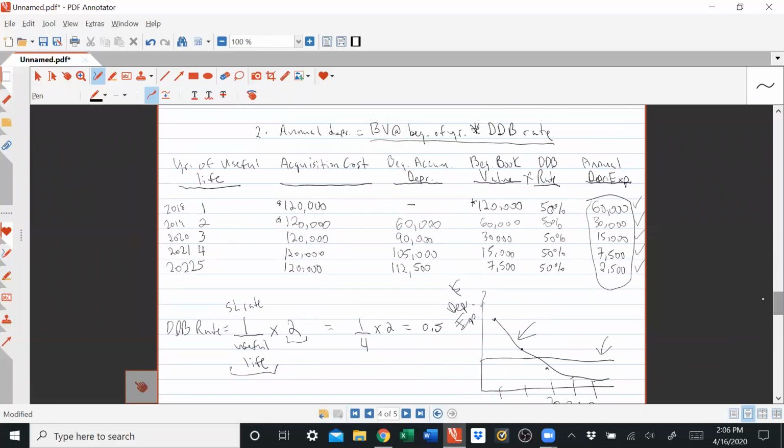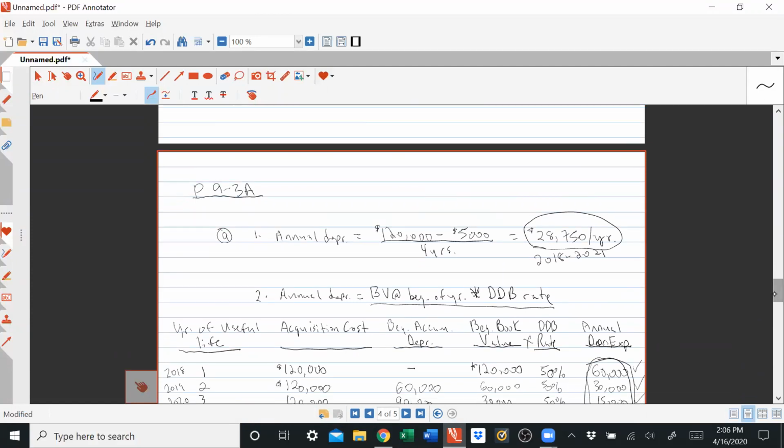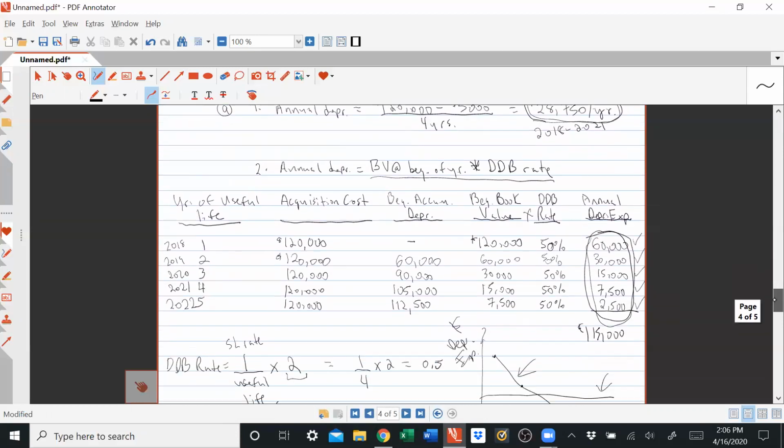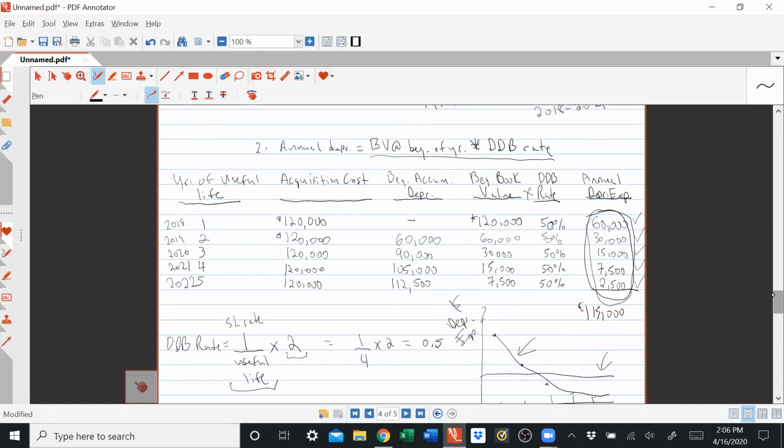Under the double declining balance method, total depreciation in this case recognized over 5 years, $115,000. And under the straight line method, the total depreciation expense recognized in this case over 4 years, if you do 28,750 each year times 4, $115,000. So it doesn't matter what method you use over the asset's useful life, the total depreciation expense will be the same. But what differs is how much the depreciation expense is each year. That's what differs.